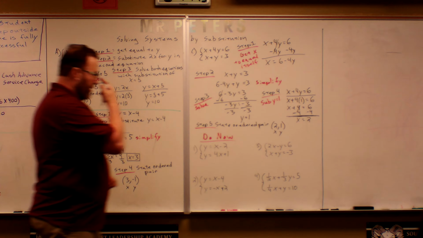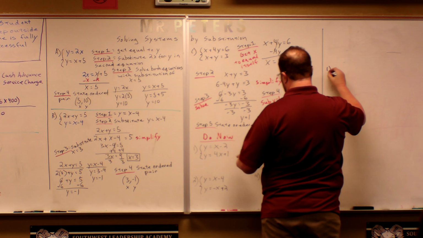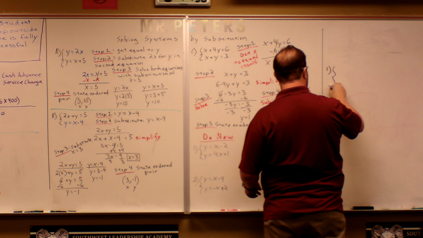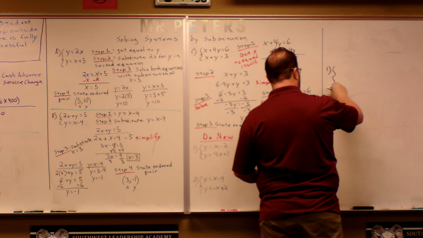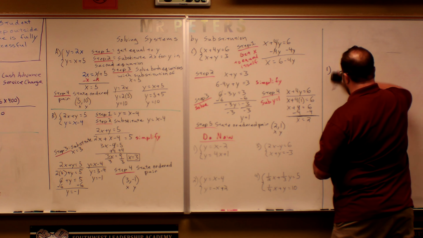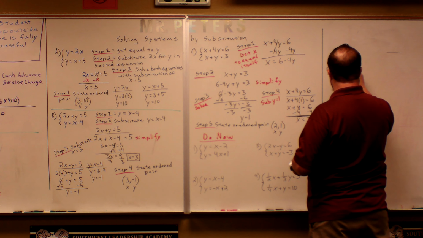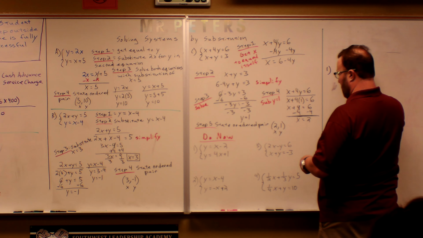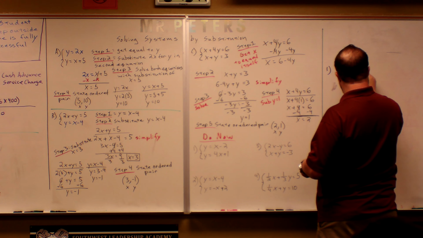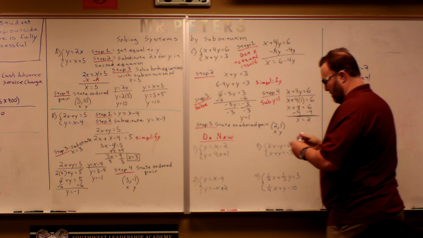So I'm going to put number one up here, which we're going to do on the whiteboard together. So it's y equals 2x, and then y equals x plus 5.